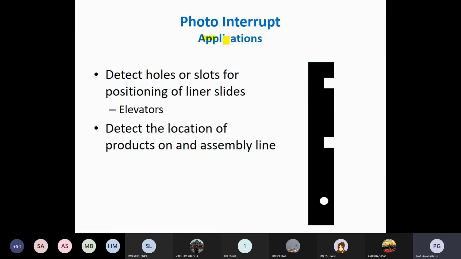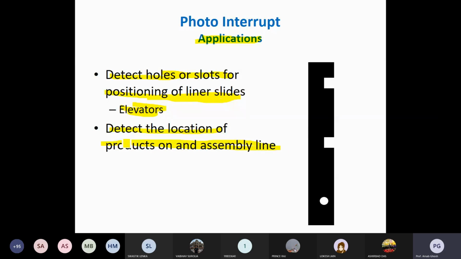So photo interrupt applications, where are they applied? Detecting the holes and slots, the positions of linear slides, okay. Elevators, we are using it in elevators. Detecting the locations of the product on assembly lines.